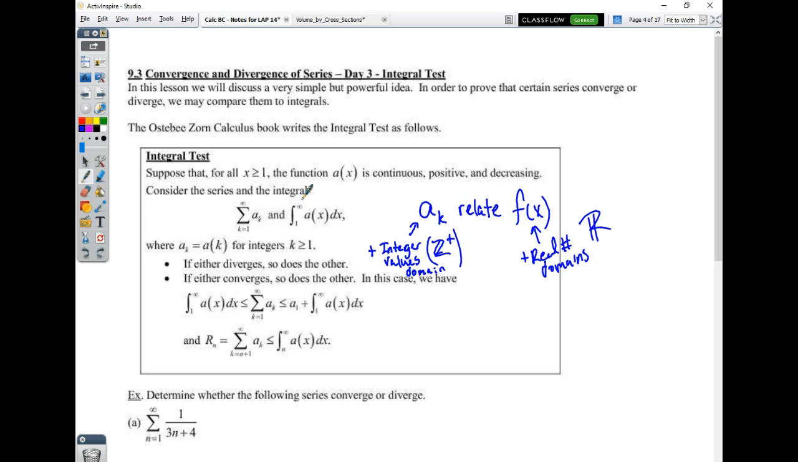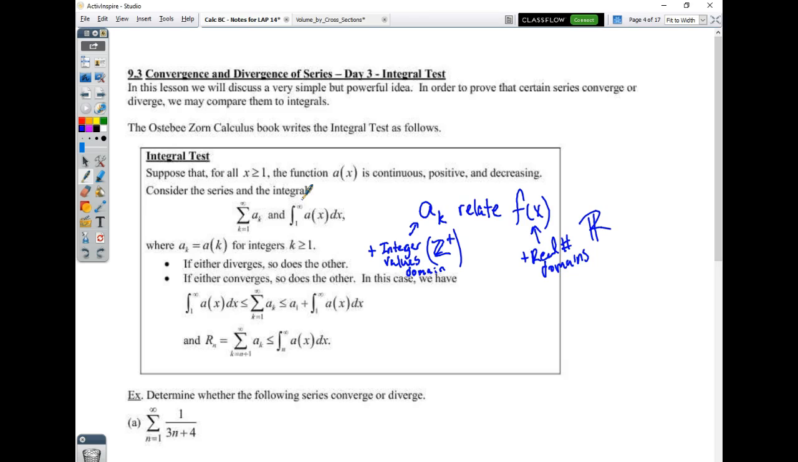If the integral winds up diverging to infinity, then that tells me that the series also diverges. And if the integral converges, then that means my series will also converge.